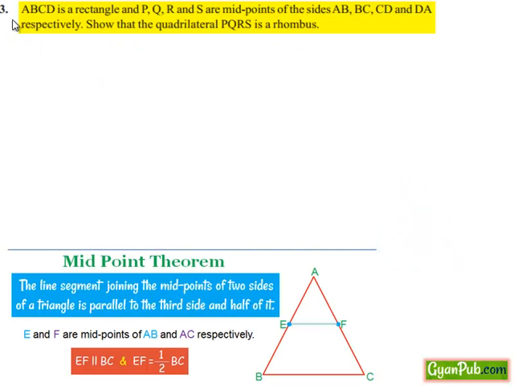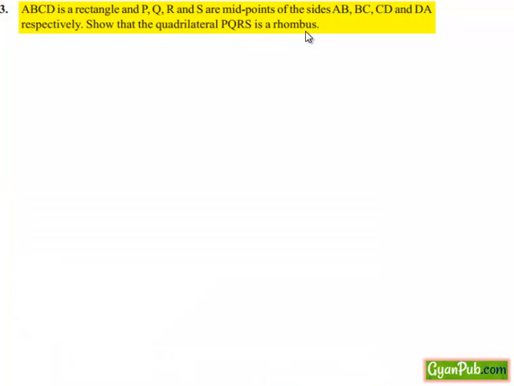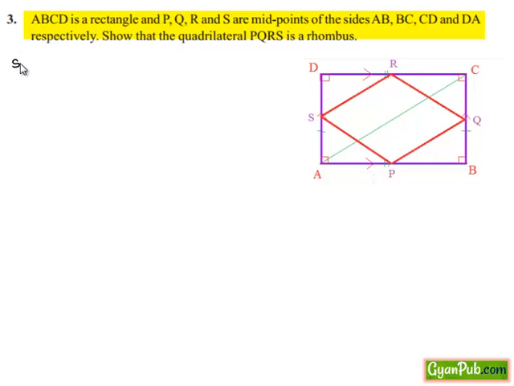Moving on to the third question. Given that ABCD is a rectangle and P, Q, R and S are midpoints of sides AB, BC, CD and DA respectively, show that quadrilateral PQRS is a rhombus. Now moving on to the solution.